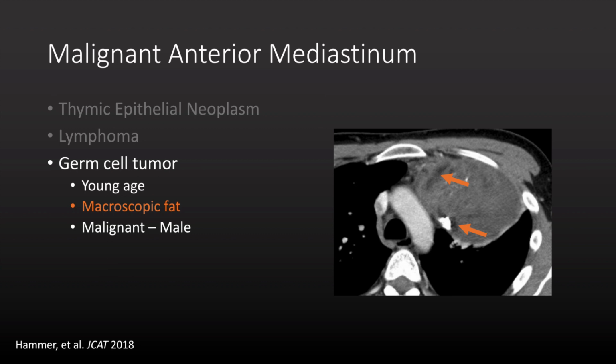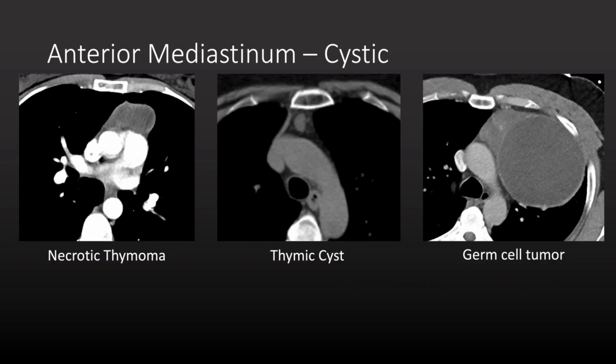If you see fat, calcification, and fluid without substantial soft tissue components, then it's probably benign. If there are substantial soft tissue components, then it's probably malignant. But regardless, these lesions end up undergoing resection.